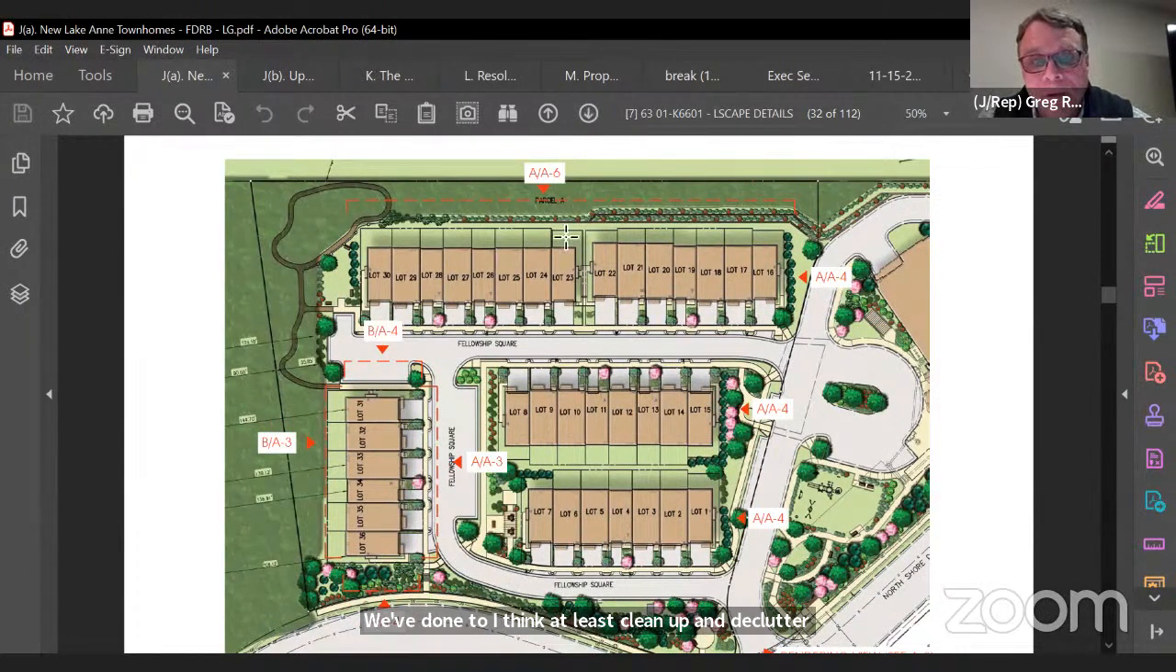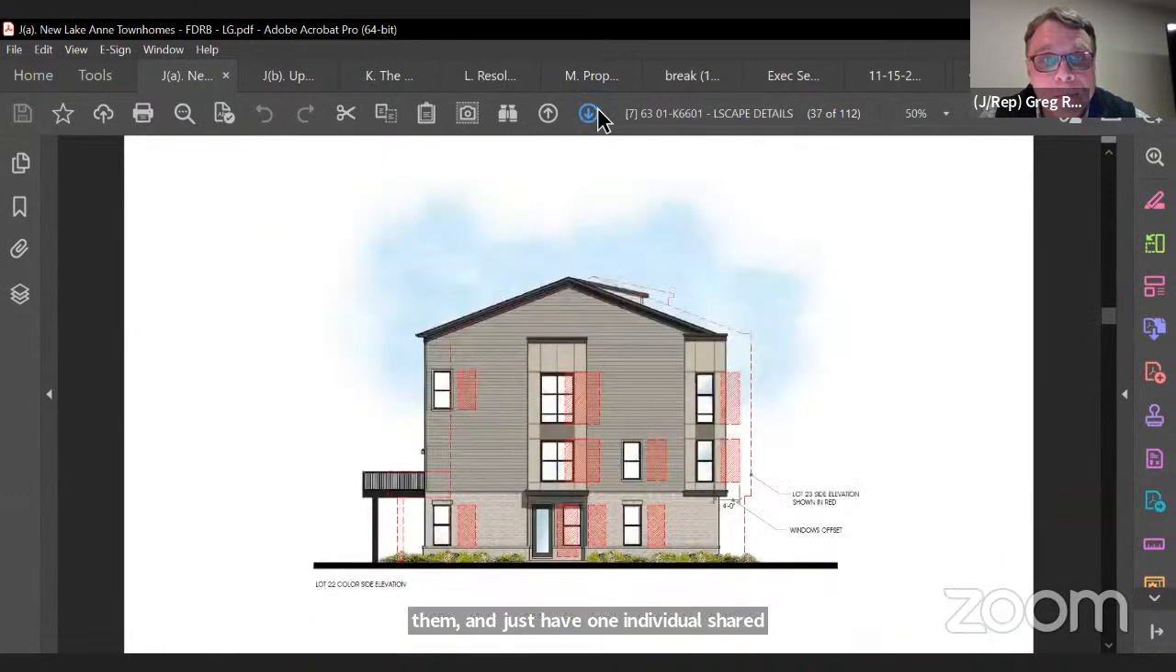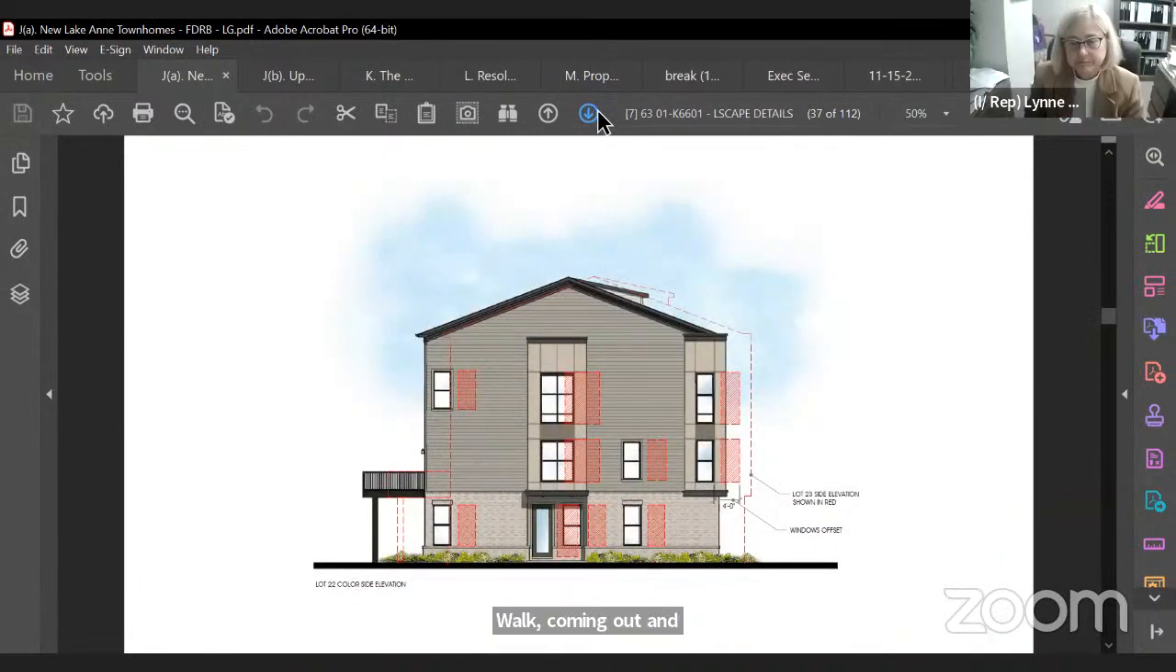Previously we were showing a lead walk coming out of both homes with the side entry, 2 parallel sort of dual lead walks running side by side. And that didn't really make sense to us. So we decided to consolidate them and just have one individual shared lead walk coming out. And there it is. Yep, perfect.